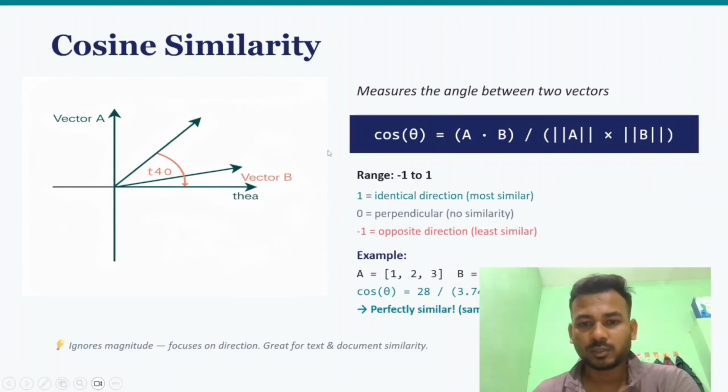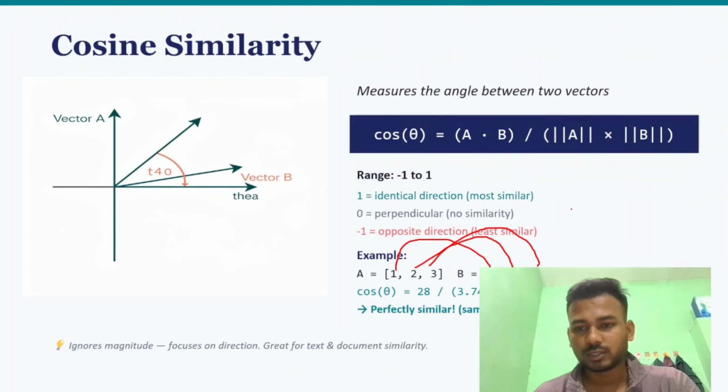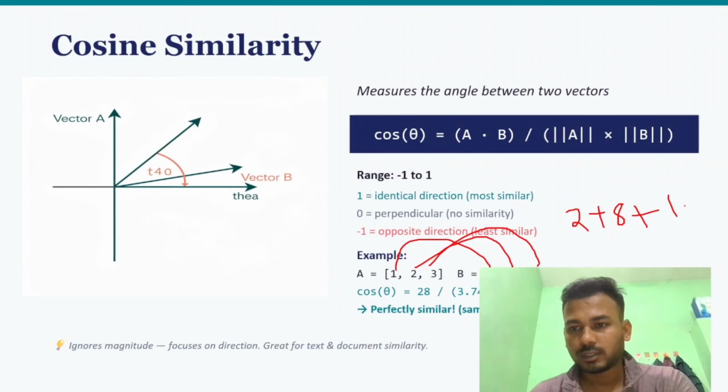For example, let's say you have two vectors A and B, where A is 1, 2, 3 and B is 2, 4, and 6. If you want to calculate the cosine similarity between these two vectors, first you do the dot product between A and B. The dot product is a very simple thing: you just multiply the numbers present here, 1 into 2, then 2 into 4, and 3 into 6. Then you add them up. So your dot product will be 2 plus 8 plus 18, which is 28.